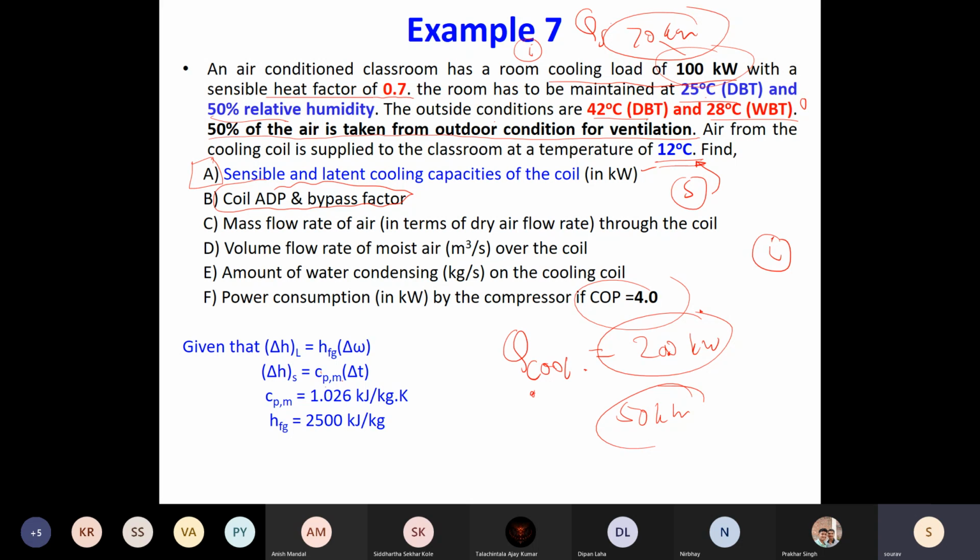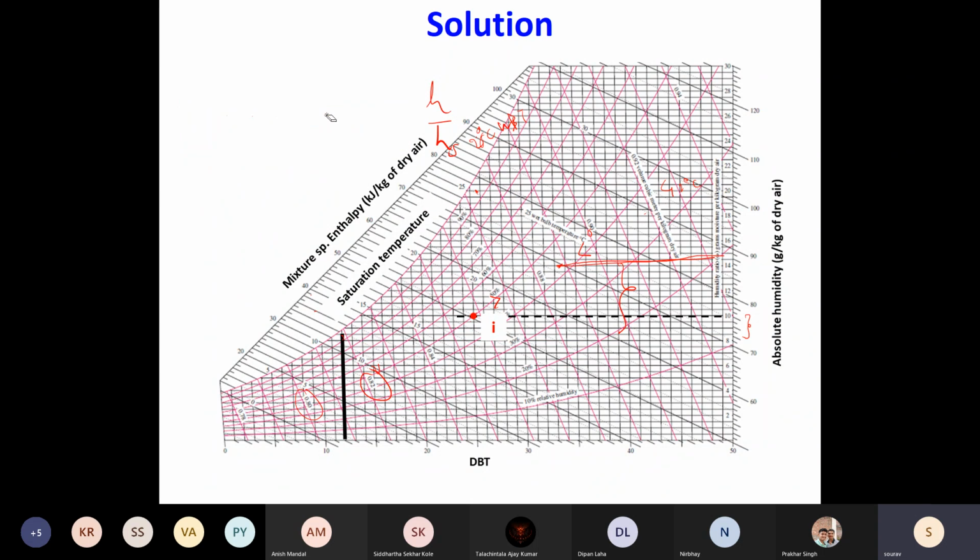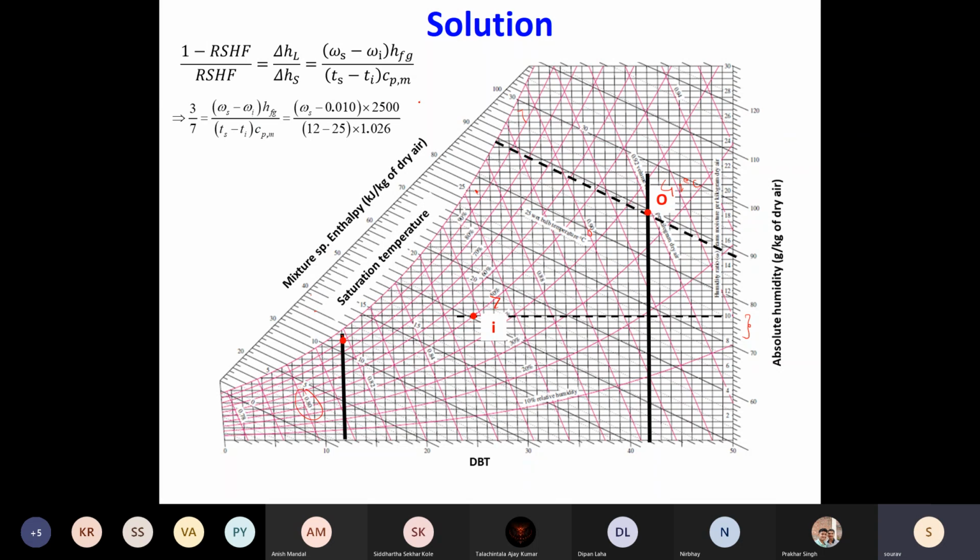Any doubts? Any doubts in how to mark the state points? See, over here, the enthalpies were not known explicitly, and hence we had to use that expression of enthalpy change in the latent part and enthalpy change in the sensible part to obtain the humidity ratio. Without this, it is not possible to mark the state point S.